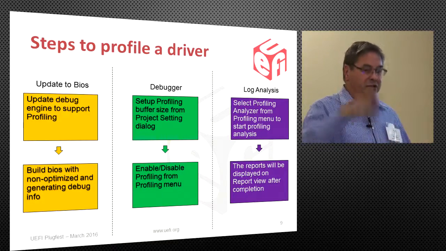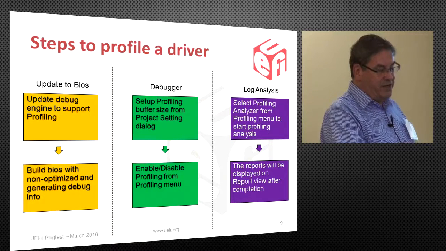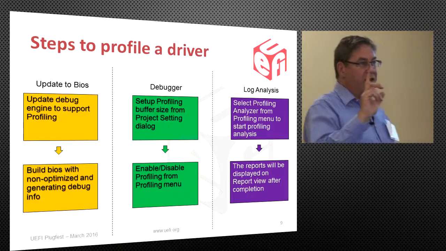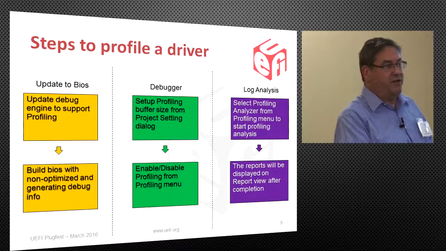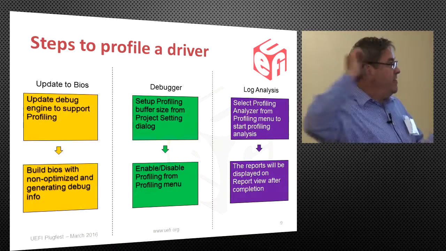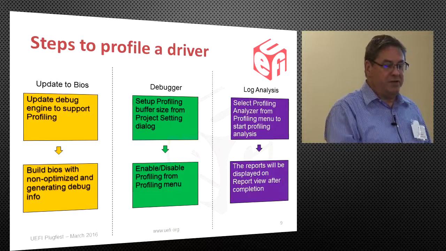Then in the debugger, you just turn on a few flags. You have to tell us some information, and then you can enable and disable the profiling. Usually the debugger is going to have some sort of profiling menu, and you can just enable it and disable it. Then you let the system run, and it runs to whatever condition you want it to run to.